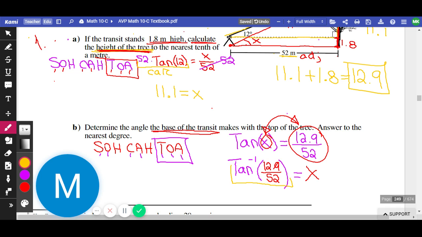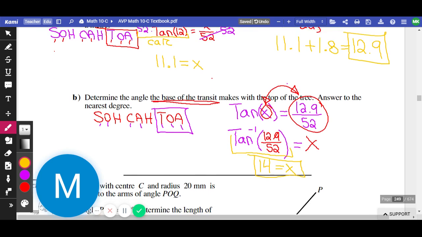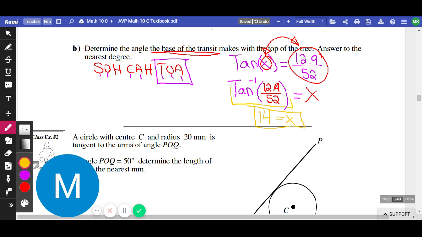13.9? And that seems like a logical answer to me. Like my other angle was 12. 13.9 is pretty close. We're going to round to the nearest degree. So we would say it's 14 degrees equals X. I'm just going to scroll that down so you can actually see the math there. The angle, the base of my stand next to the top of the tree is 14 degrees.